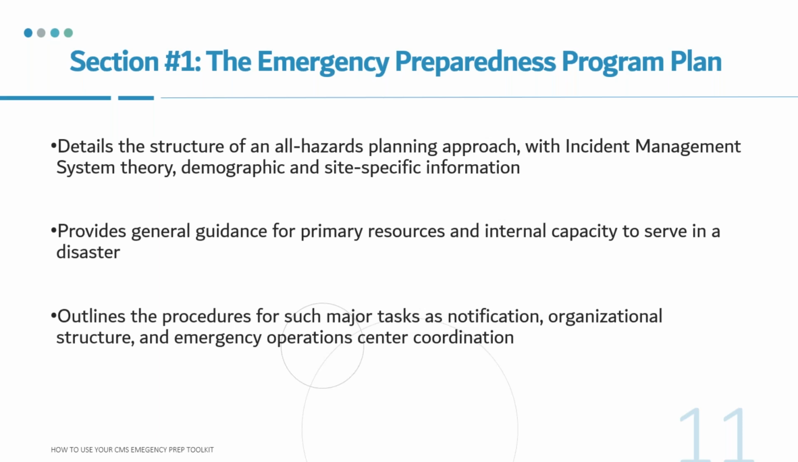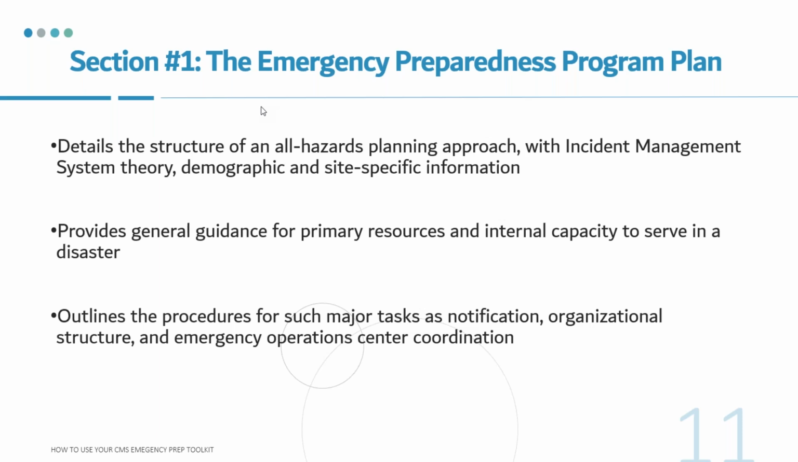Okay, so section 1 is the emergency preparedness program plan. So this is about a 30-page document, and it details the structure of an all hazards planning approach. It includes some incident management system theory, demographic information, and site-specific information. Now I have to tell you, the toolkit is all about templates, so we're actually going to have a section further down in the training about how to customize the templates to be really your own, which is the name of the game with the toolkit.